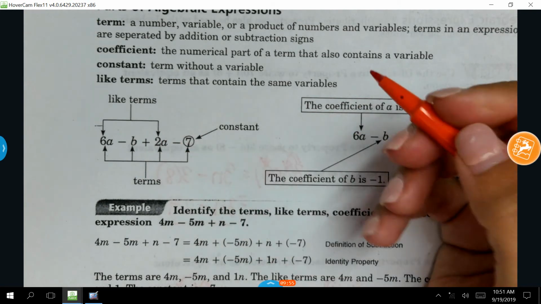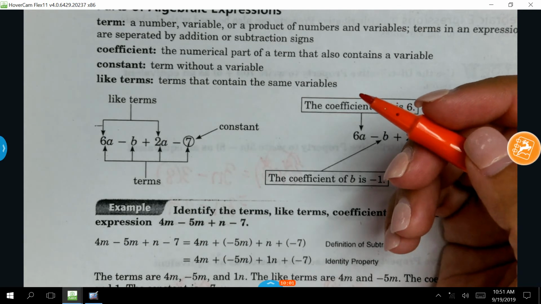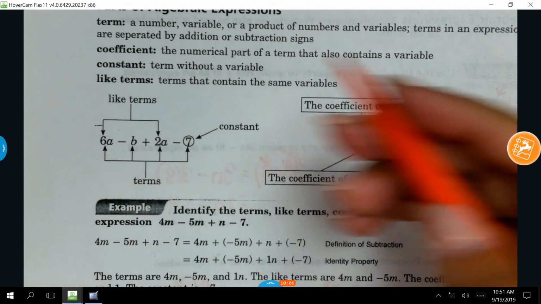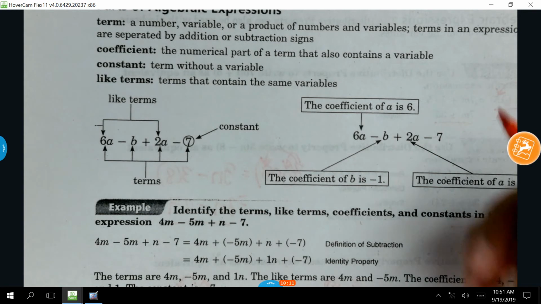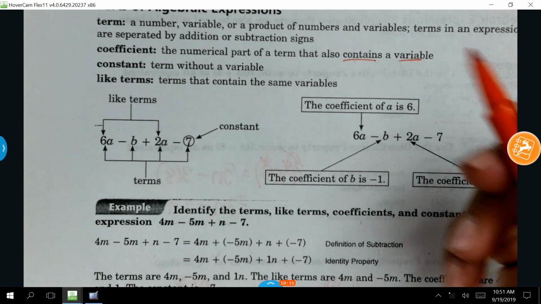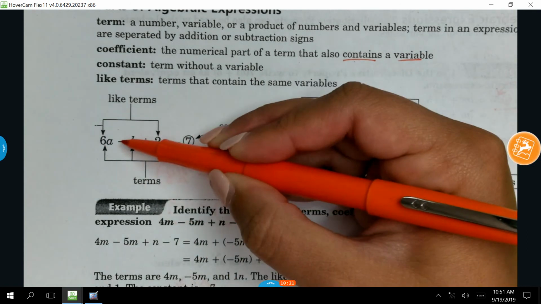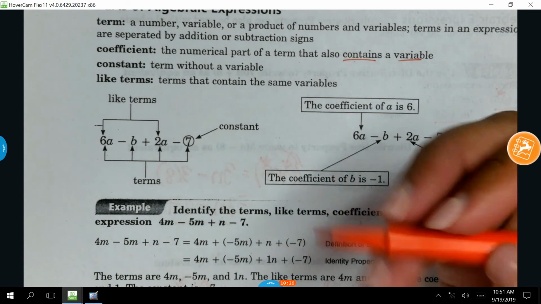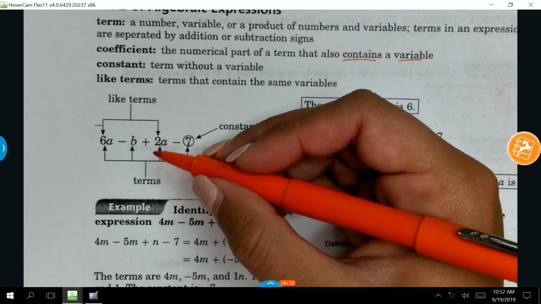Okay, so your terms are just every little piece, every number or variable that is separated by a plus or minus sign. Your coefficient, do you remember what that is? The numerical part of the term that also contains a variable. So that means it's the number in front of a variable. Thank you, Caleb. So my coefficients would be 6, negative 1, because remember negative b is actually a negative 1b. Remember that from yesterday? And then it would be 2. So your coefficients are every number that is tied to a variable. Okay.